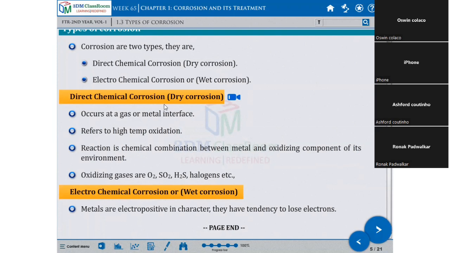Now wet corrosion means corrosion due to some liquids, maybe acid, maybe diesel, or any liquid substance that comes in contact with the metal surface, which then gets rusted. This also happens due to water. Water is continuously present, so because of water the metal gets oxidized. See, metals are electropositive in character. They have a tendency to lose electrons.